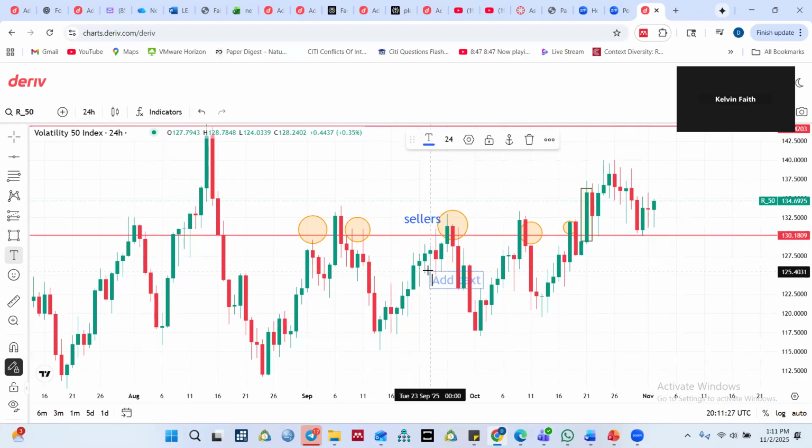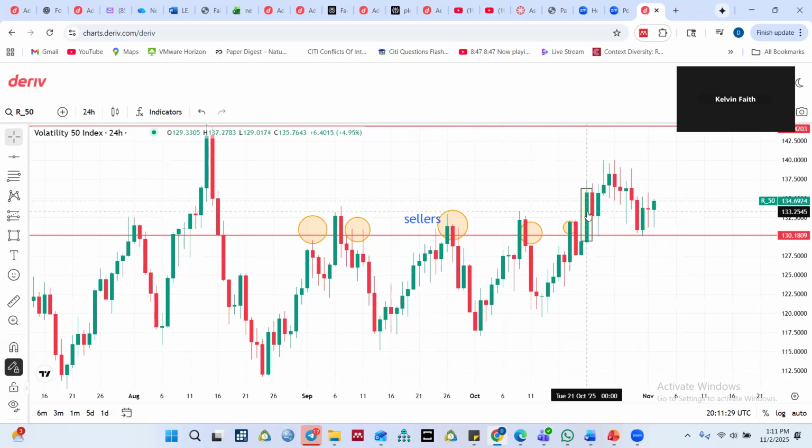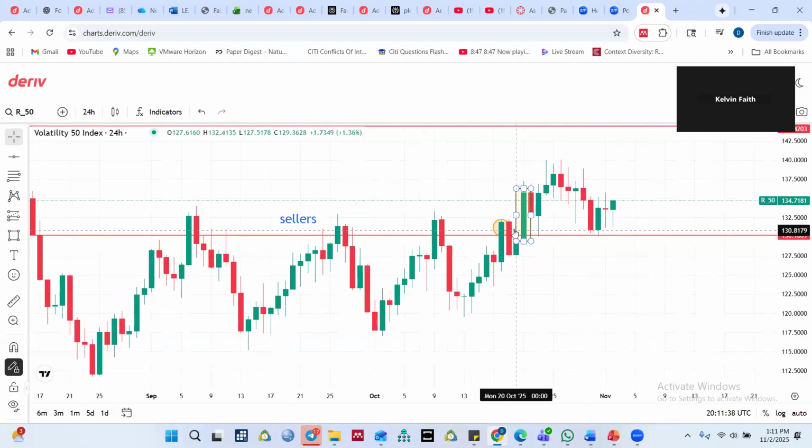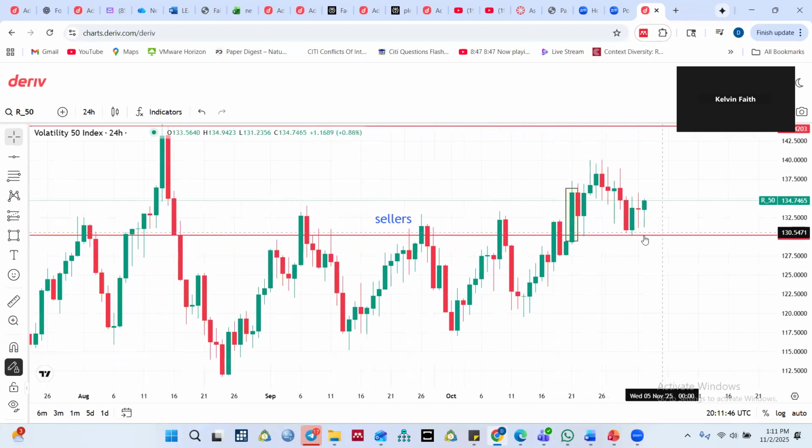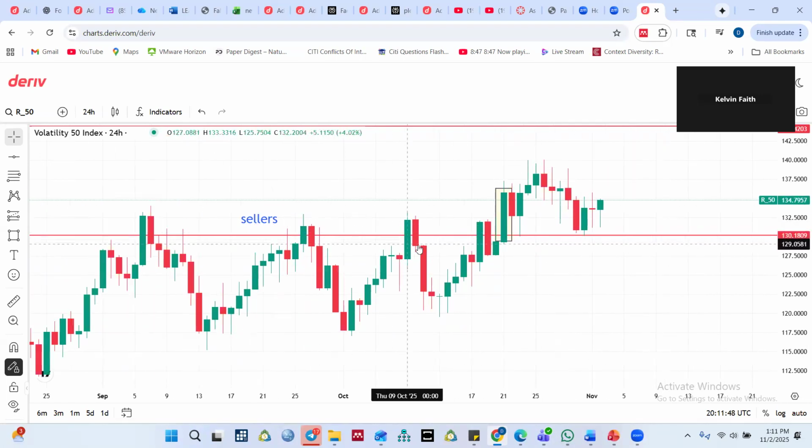Okay. So now that we have a body close above them, the meaning is that the sellers are weak and therefore buyers will be in control above the sellers. So which is above this whole zone. But we are using the red line to represent that as our precision support resistance.